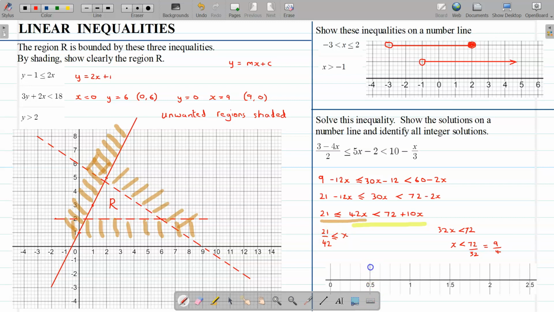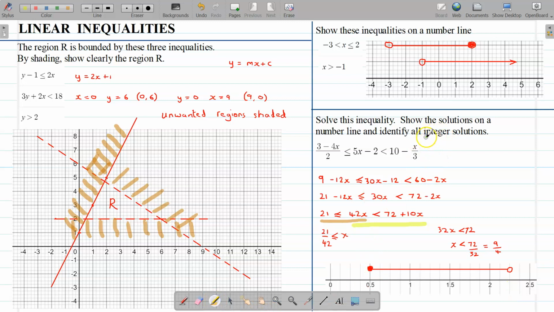So there's my half. It's bigger than including a half, so it's a solid line, solid circle rather, and it's going up to 2 1/4. Okay, well there's 2 1/2, 2 1/4 is exactly there. Okay, but not including. So to show that on a number line, I would simply do that. Okay, and the next thing I've got to do is identify all integer solutions.